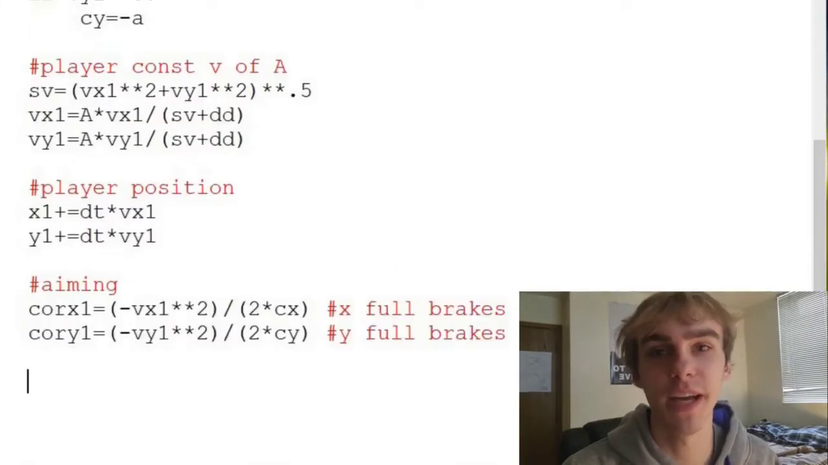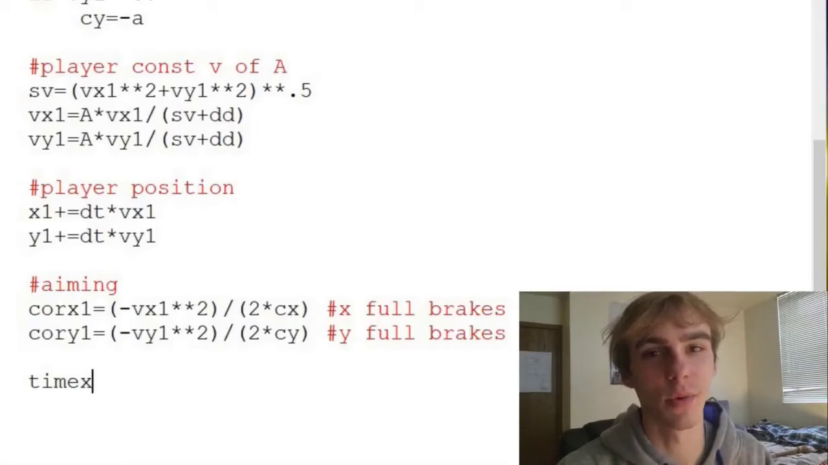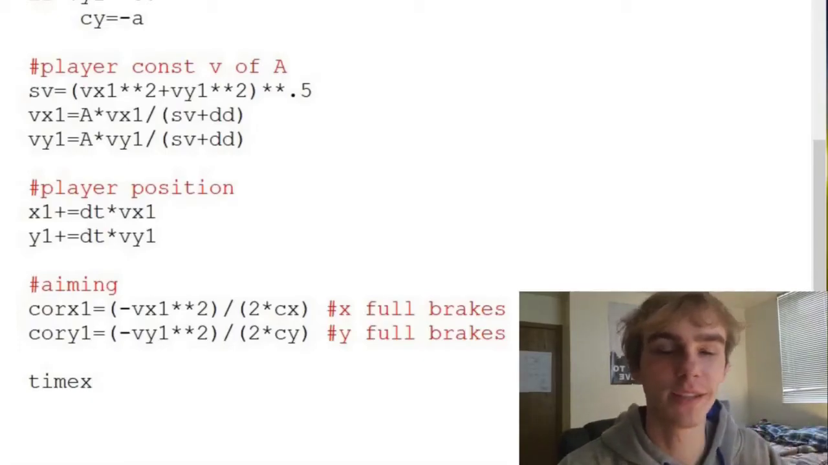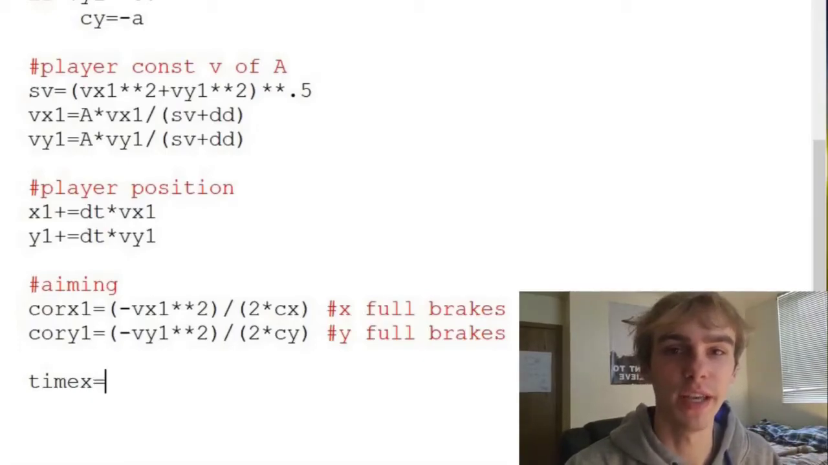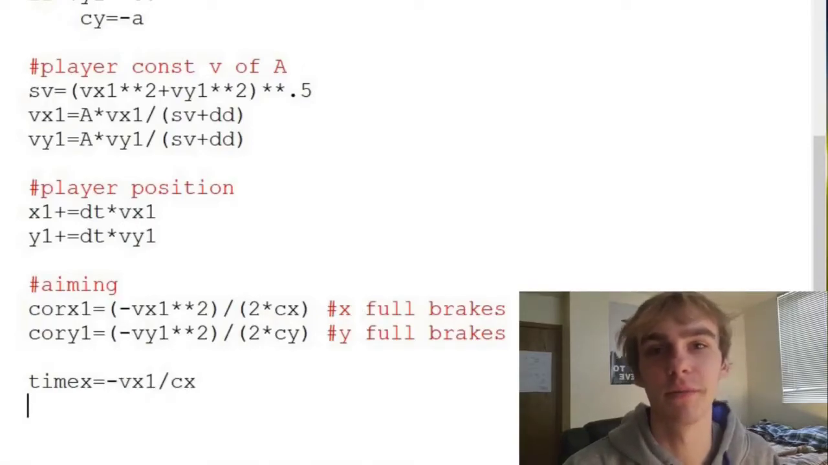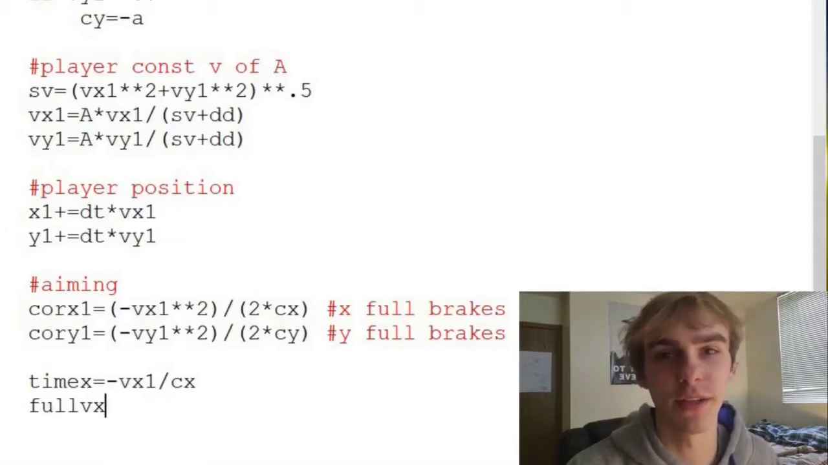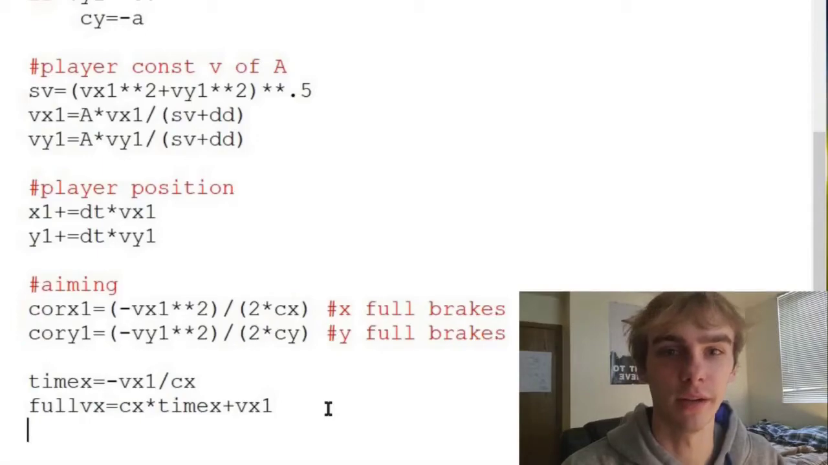Now we solve for the amount of time that we hypothetically have the player stopping fully. We can do it separately for x and y. We have the time for the velocity in x equal to negative vx1 over cx. And now a couple of physics things here. Whenever we solve the kinematic equations, we need to solve like three in a row basically. We have a full velocity in the x component. Now we can make our second correction of x for the fully accelerating version of the player.